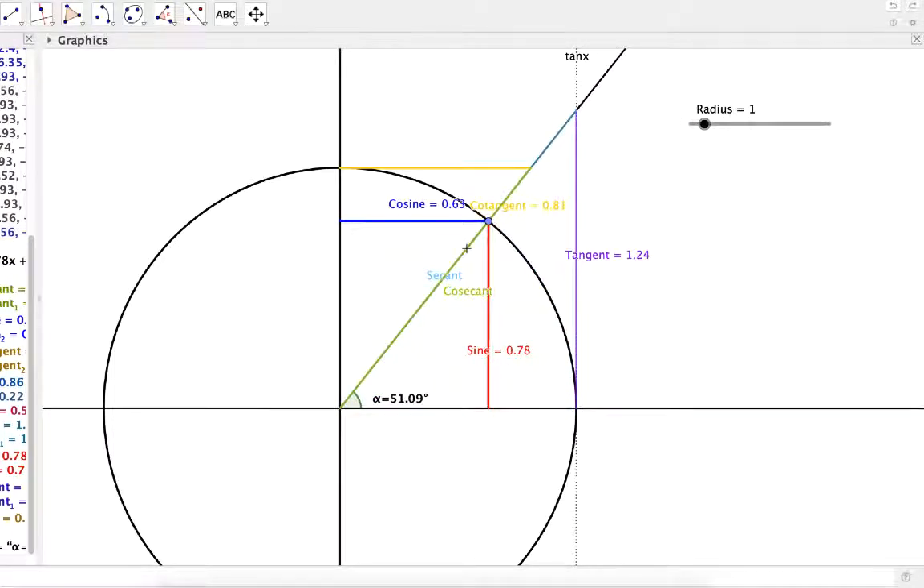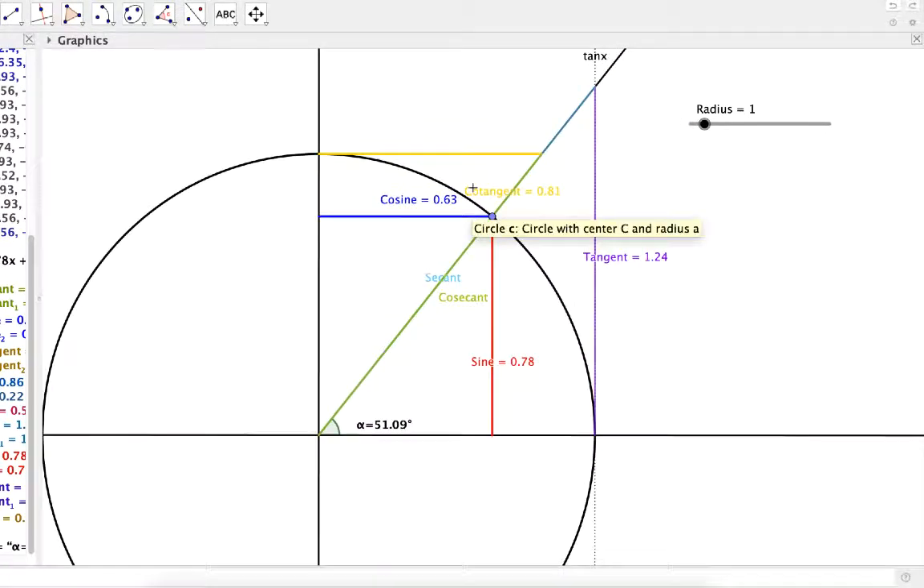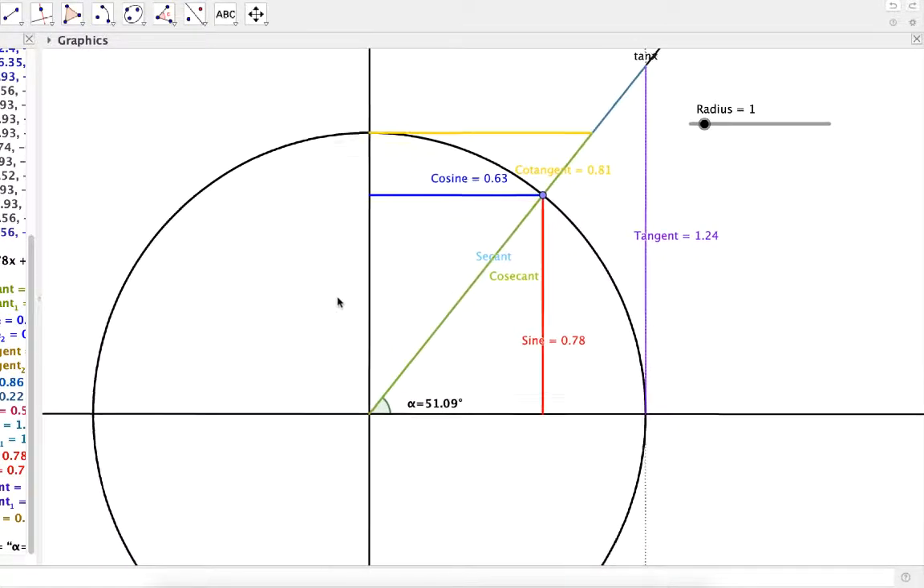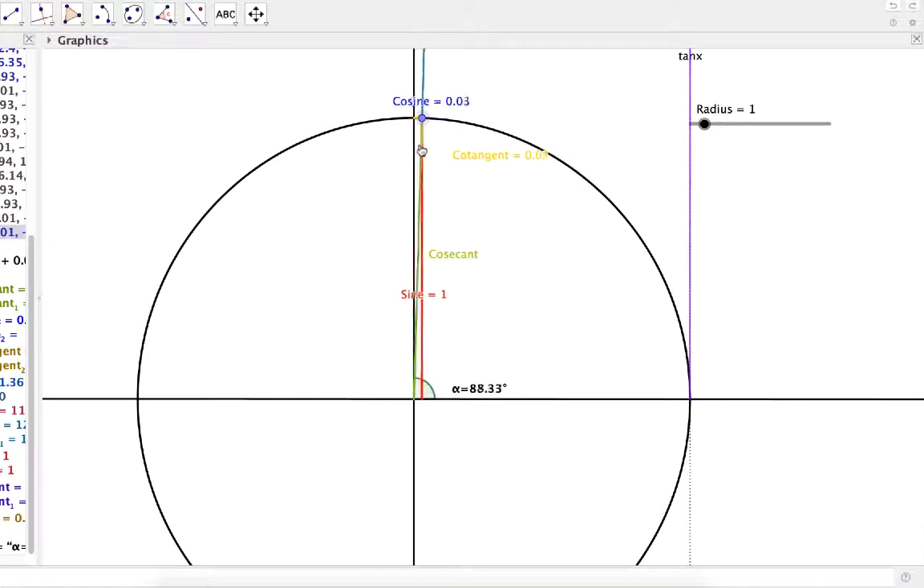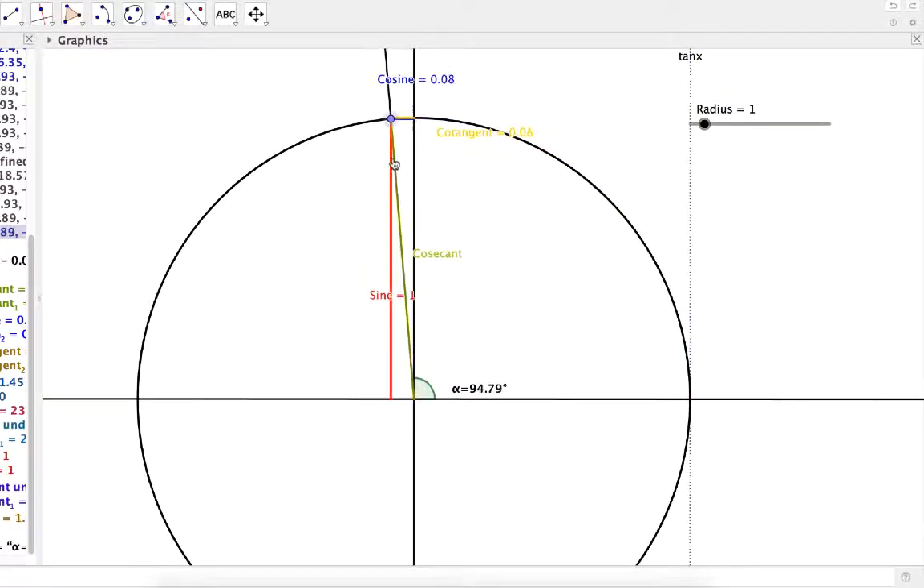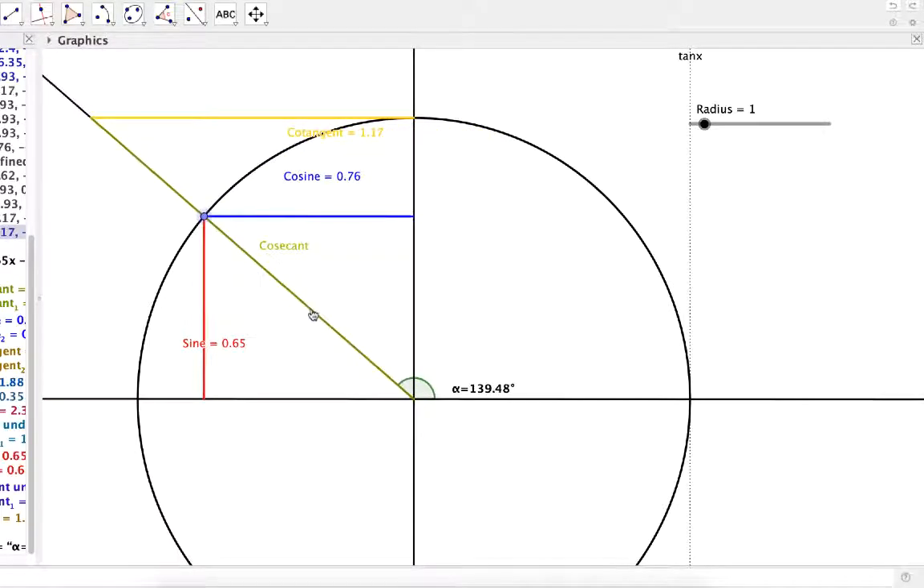Now what's interesting is we've only been talking about what it means to be in the first quadrant. But what if we go to the second quadrant? What changes? Let's see. So now we're at 90 degrees, and let's just jump over. So now we're in the second quadrant.